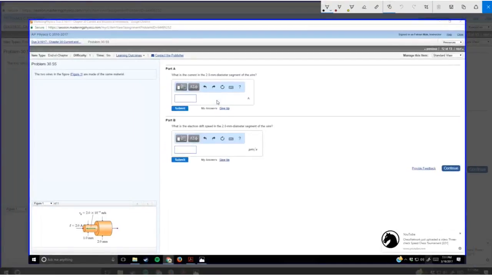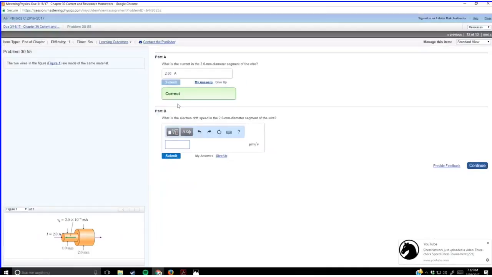Okay, so what is the current in the 2 millimeter segment? It should be the same. Okay, so that one I think is actually pretty straightforward. You can't have more charge going through here than you have coming in. That's essentially Kirchhoff's loop rule. But let's look at what is the electron drift speed in this one.